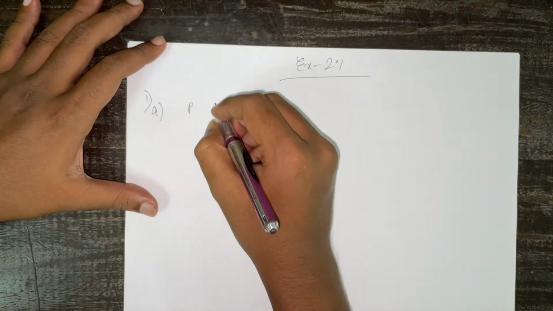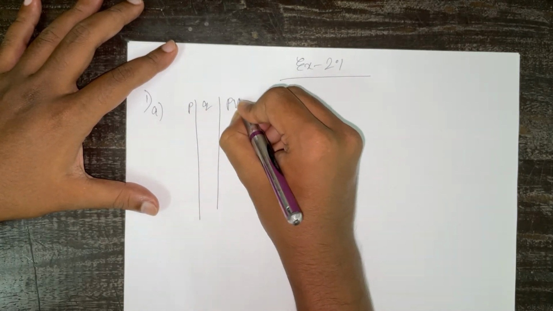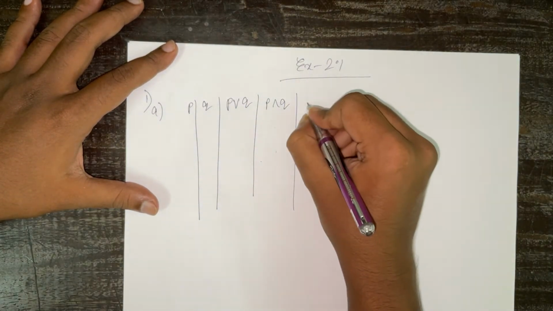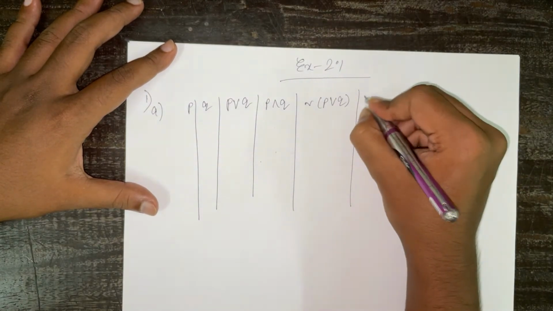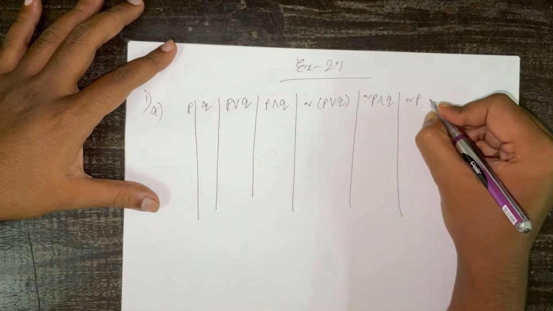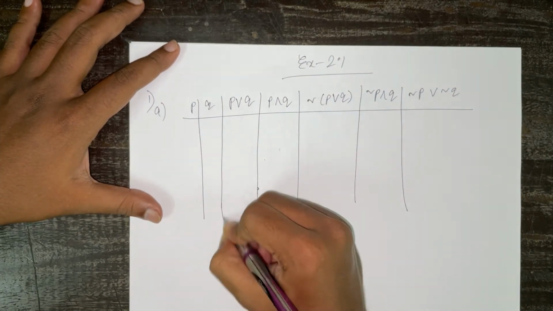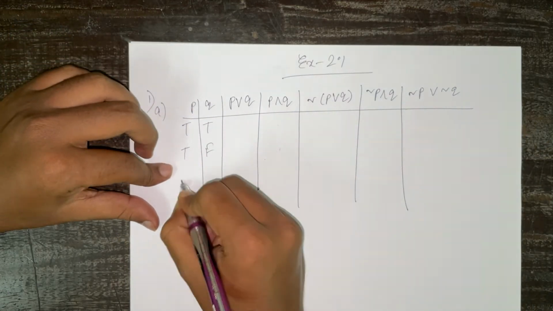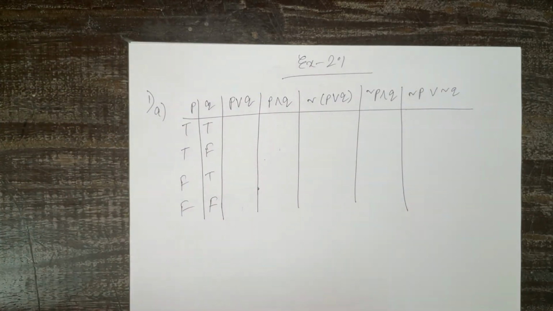We have P, we have Q, next one is P disjunction Q, then we have P conjunction Q, and we have negation of P disjunction Q, negation of P conjunction Q, and we have negation of P disjunction negation of Q. That is all we have here. These things we need to fill up. All the possibilities are given: true, true, true, false, false, true, false, false. So if P and Q are these, then you have to fill these up. Let's start one by one.